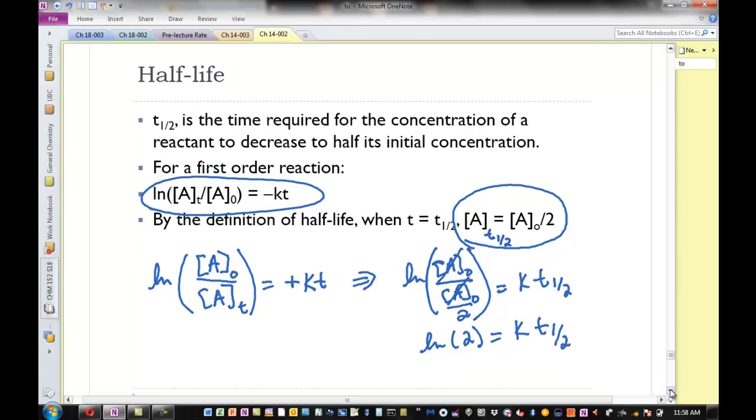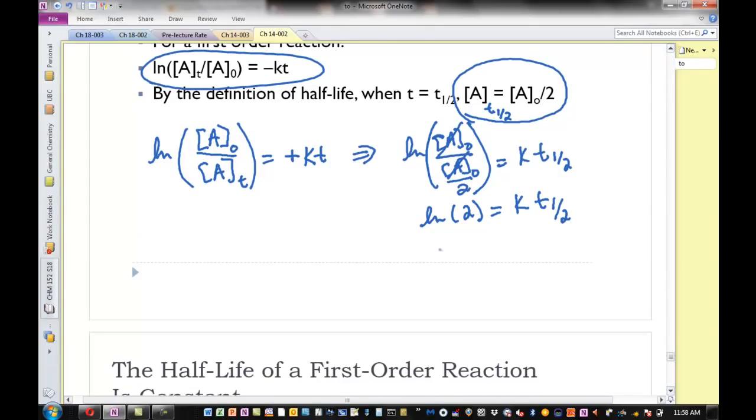Let me scroll down just a little bit here. And we end up with the first order half-life equation. Natural log of 2 is 0.693 divided by the rate constant. So this is first order half-life.